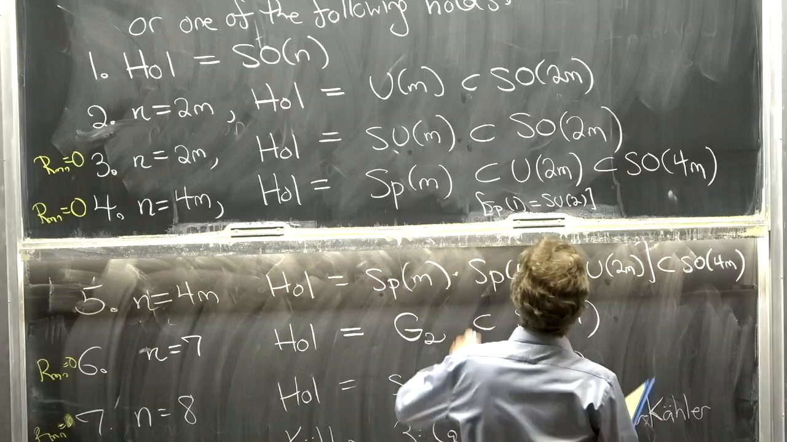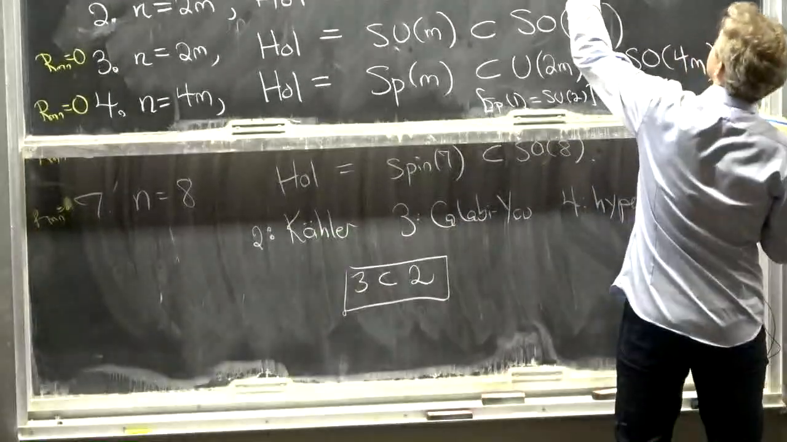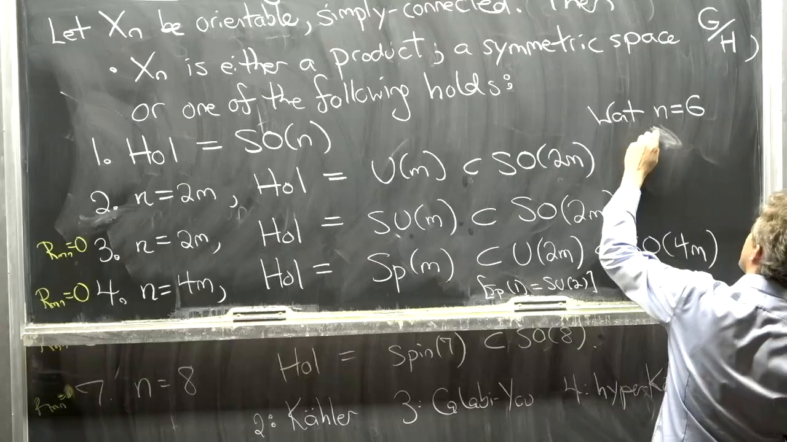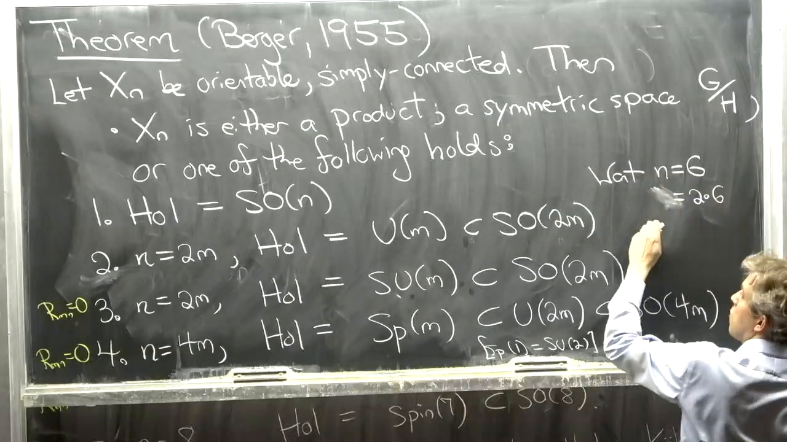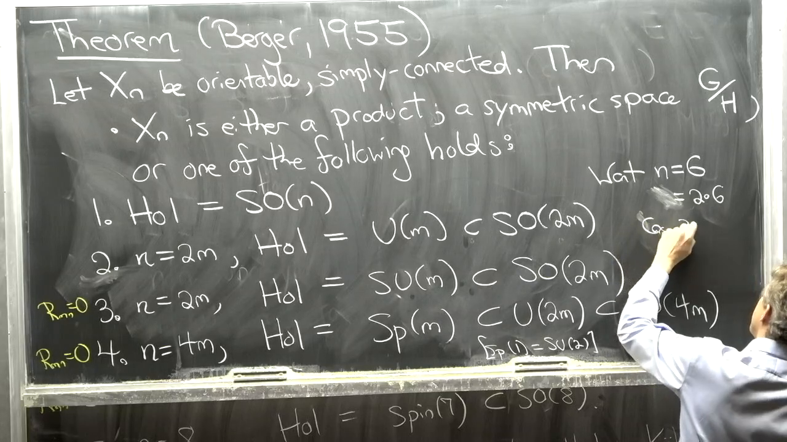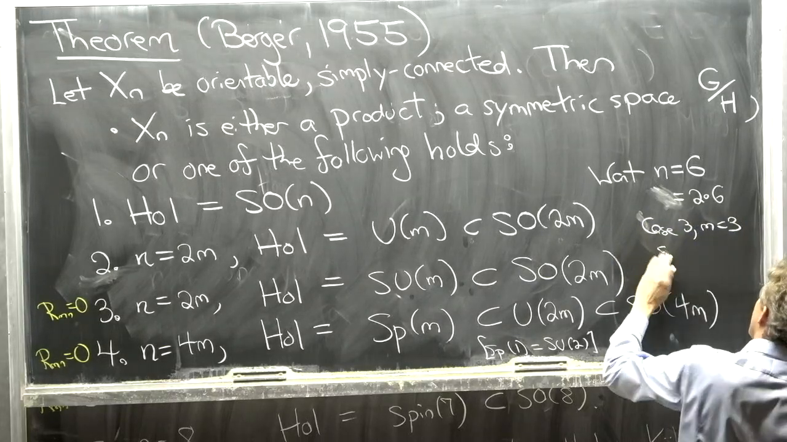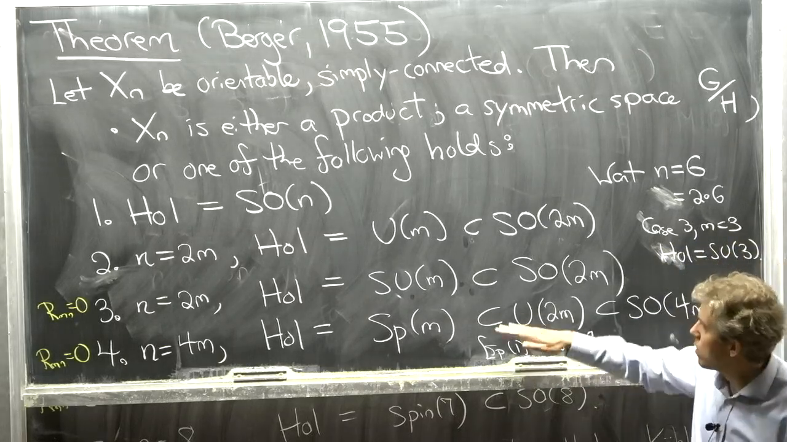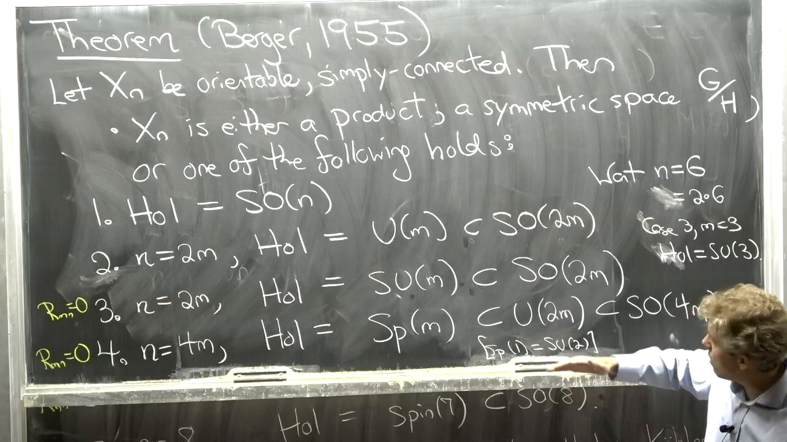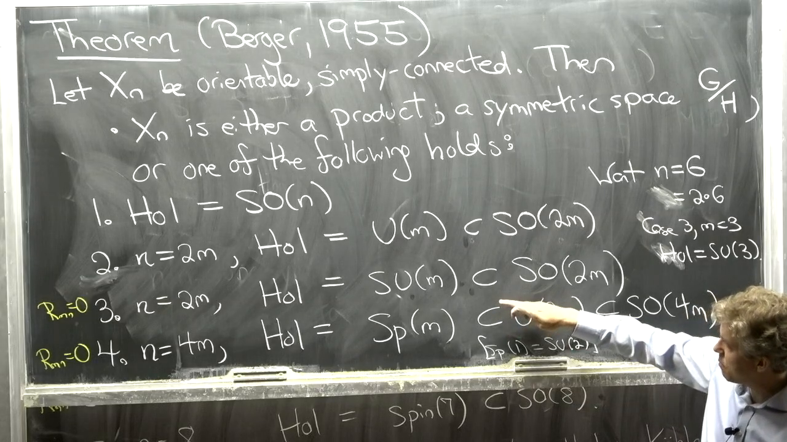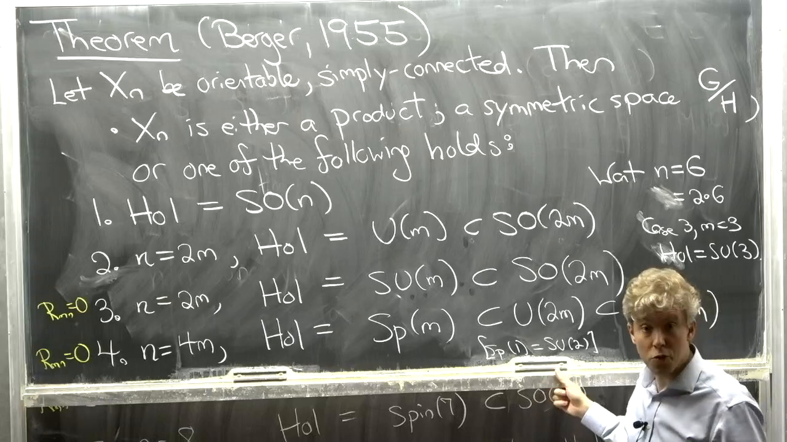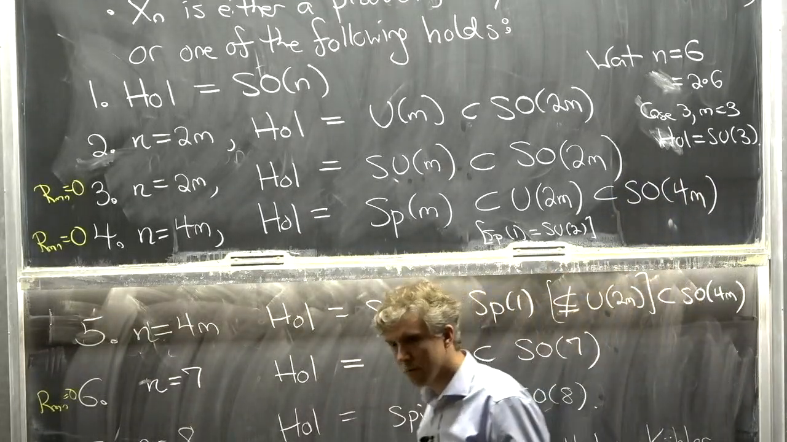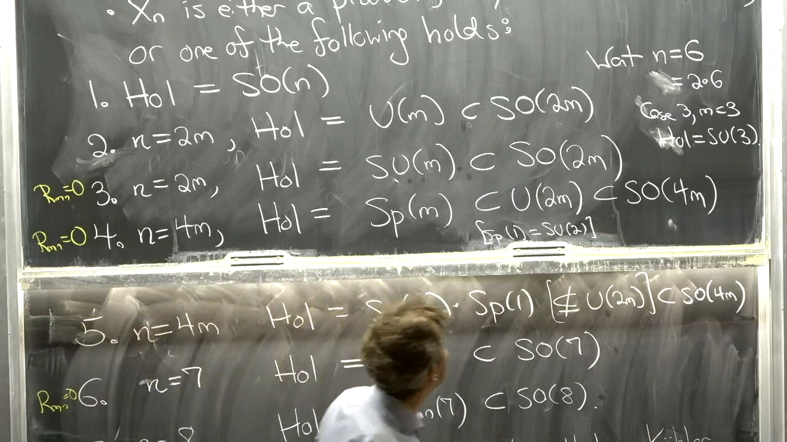So what do we want? We want n equals 6. So therefore, n equals 2 times 3. So we want to consider case 3 with m equals 3, and holonomy equals SU(3). So from this list, we see that a way that we can get a Ricci flat 6-manifold is to take it to be holonomy SU(3). We have n equals 6 be 2 times 3.